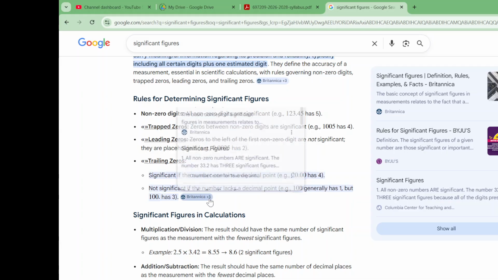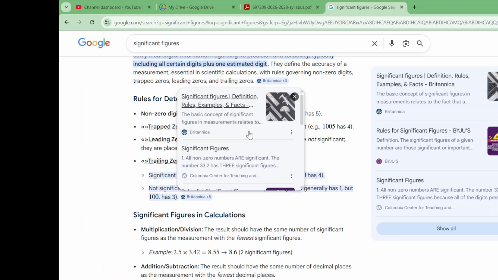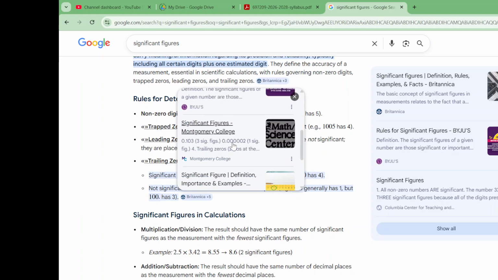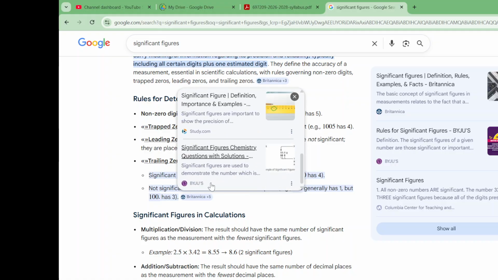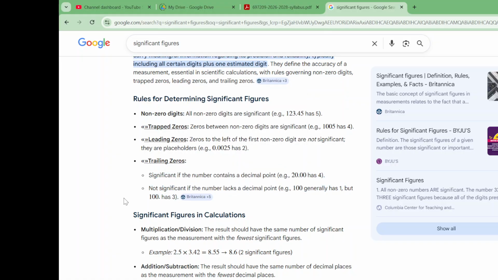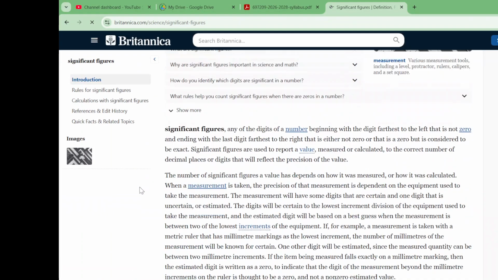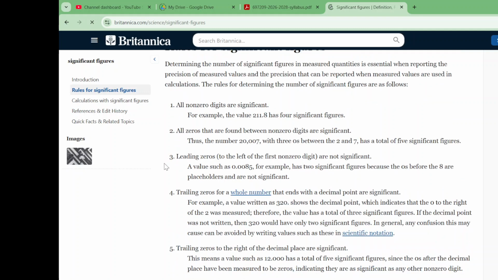By the way, this is all sourced from Britannica. There are others like Columbia Center for Teaching and Montgomery College. These are all proper sources, and I did read through the article on Britannica. If you want, we can go there. They explain the very same thing. We just scroll down. So all non-zero digits are significant.